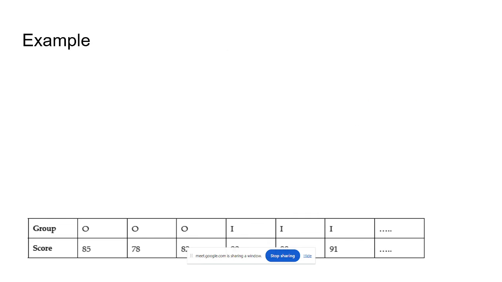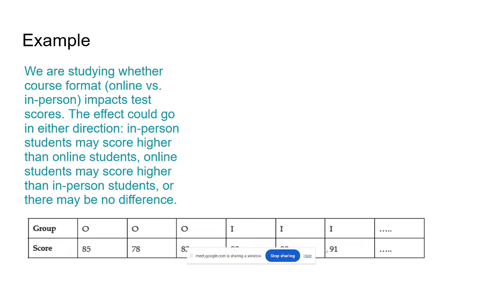For now, we're going to look at an example. This is from a past exam question, and I want you all to be well familiar with what is happening over here. A lot of people got this wrong. So, this is the scenario that is given to you. We are studying whether course format, online versus in person, impacts test scores. The effect could go in either direction. In person students may score higher than the online students, or online students may score higher than the in person students. Otherwise, there may be no difference at all.